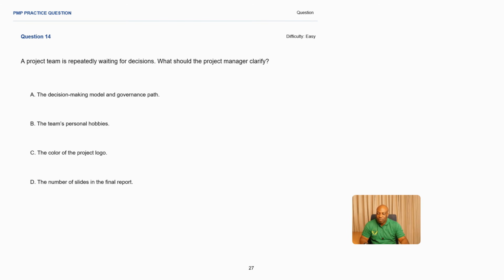All right. Practice question number 14. A project team is repeatedly waiting for decisions. What should the project manager clarify? Okay. So the difficulty level is also easy. A project team is repeatedly waiting for decisions, which means they're not able to make decisions. So let us go through the answers now. The decision-making model and the governance path. Okay, makes sense. You want to clarify as a project manager, what should you clarify here? That is the question. So our problem statement is there is a repeated waiting for decisions from the team.